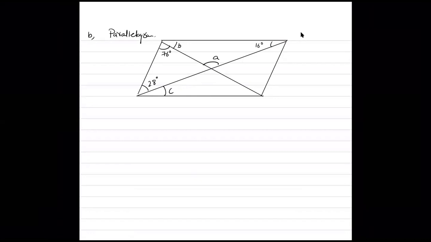पैरेलेलोग्राम में please remember कि ये side parallel है, ये side parallel है और equal है. Opposite sides are parallel and equal. तो alternate angles आप बहुत easily बना सकते हो. सबसे पहले आप देख के बता सकते हो C की वैल्यू क्या होगी. Angle C is going to be equal to 16. Very good. Alternate angles.